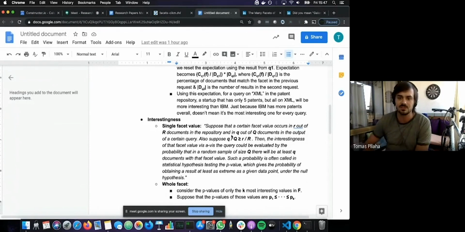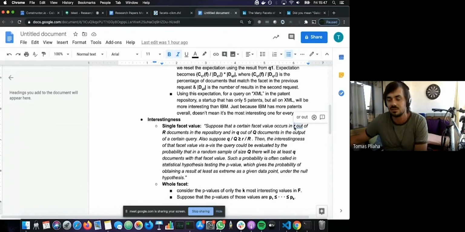So suppose that a certain facet value occurs in R out of capital R documents in the whole repository. Repository here is the whole data set. And in Q out of capital Q documents in the output of a certain query. So Q is the number of results, and q is the number of results that match a facet. R is the data set size, and r is the number of items that match it on that data set.